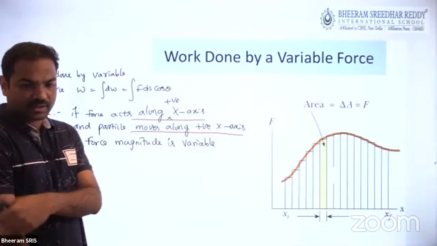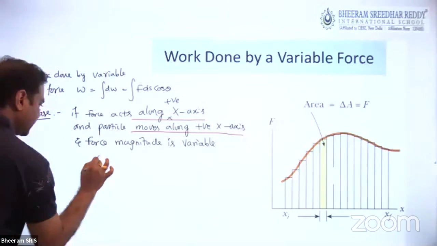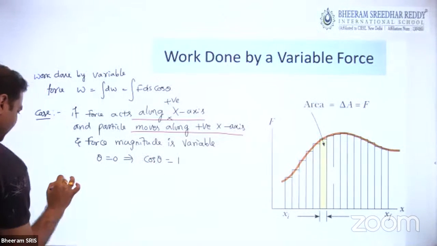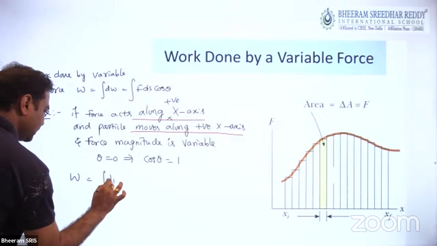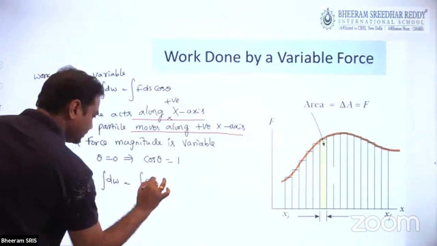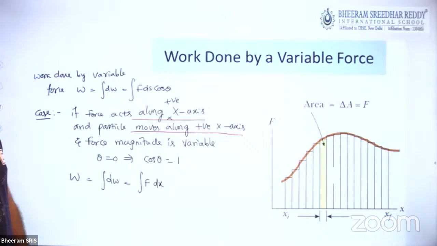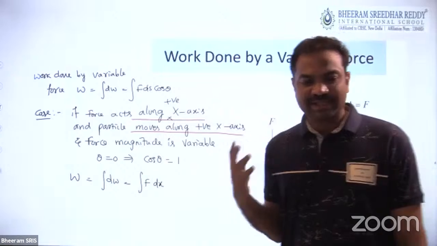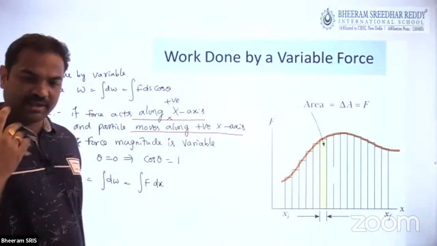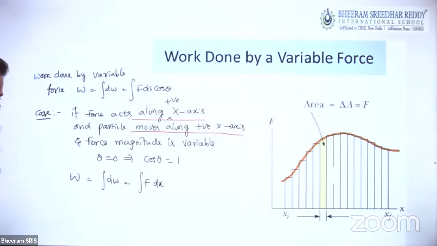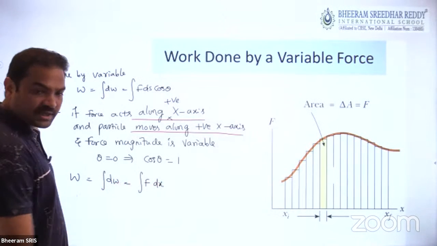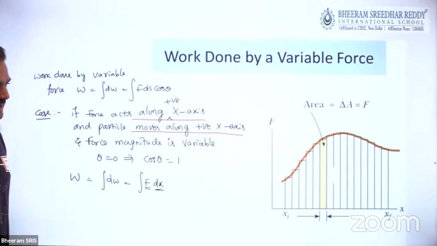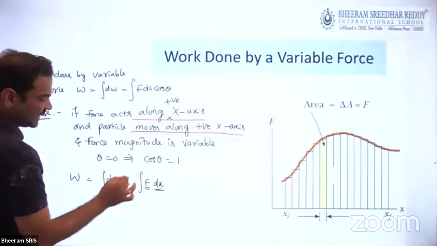So the angle between the force and displacement is 0. Then theta is equal to 0 and cos theta is equal to 1. Then what is the total work done? Integral dW, which is nothing but integral F dx. Why am I writing dx? See, ds is a general term. You can change ds into dx, dy, dz; it's your choice. So integral F dx, where F is variable and dx is the displacement along the x-axis.